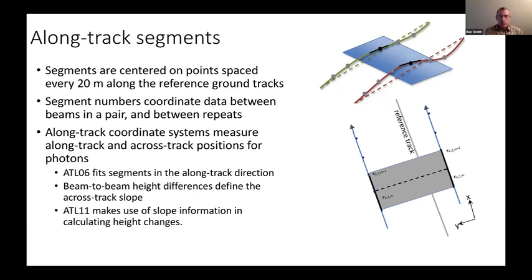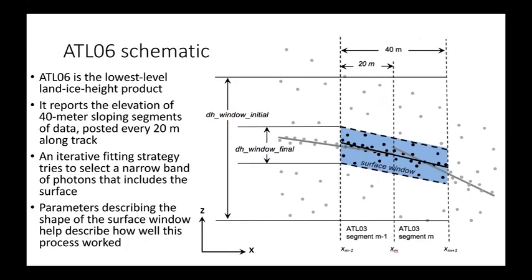The segment numbers coordinate between beams in a pair, as I mentioned already, and the along track coordinate system lets us measure both the along track slope and the across track slope. So there's repeat measurements. This is a picture of the schematic for doing one of these measurements in ATL06. This is now a plot, Z being the vertical direction and X being the along track coordinate.